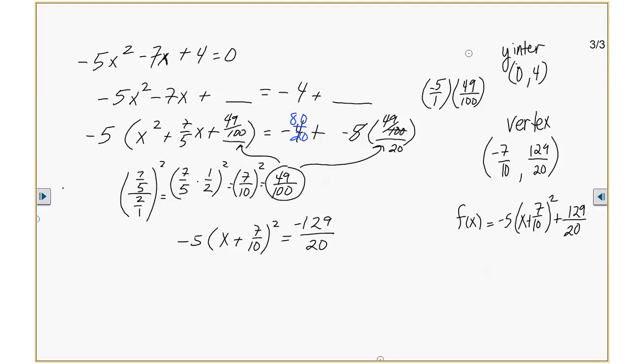You know the good thing about this? Completing the square is not going to go away. And you're going to know it when you're in calculus.